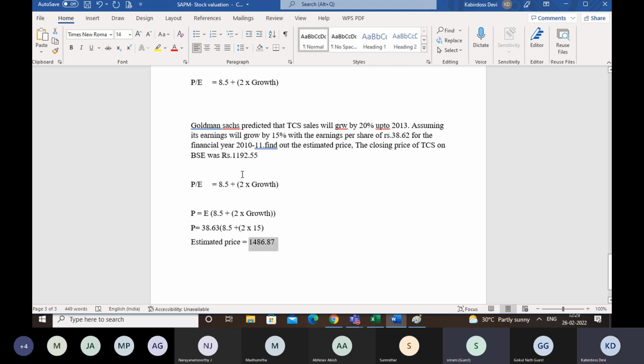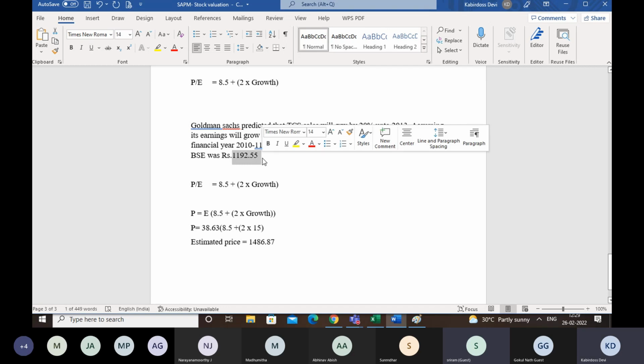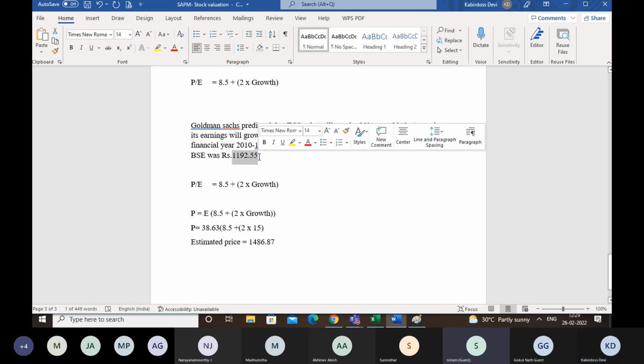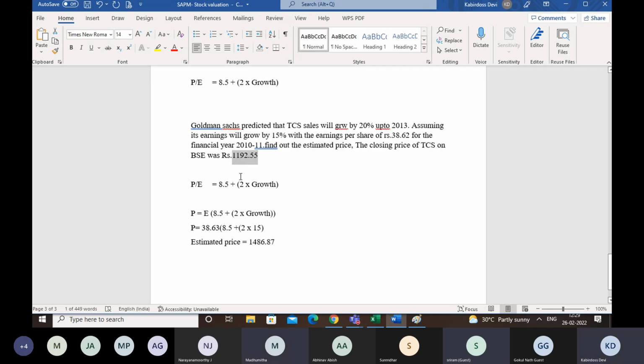Almost, you just keep this 100%. Then the actual price is 80%. Okay, so it is almost 80% of the estimated price. The estimated price is 1486, so this price is 20% higher than the actual price. Yes or no? Yes, ma'am. So almost 20 to 24, yeah, 20 to 25% higher.